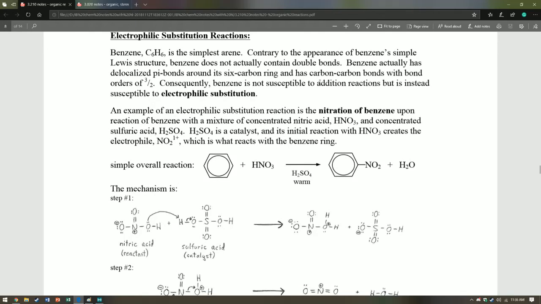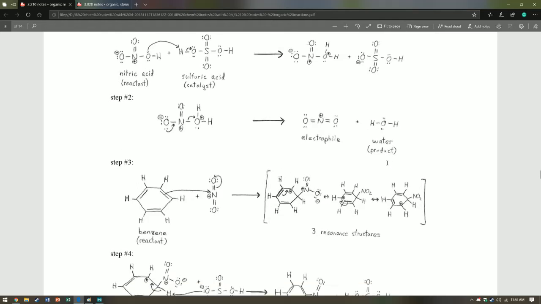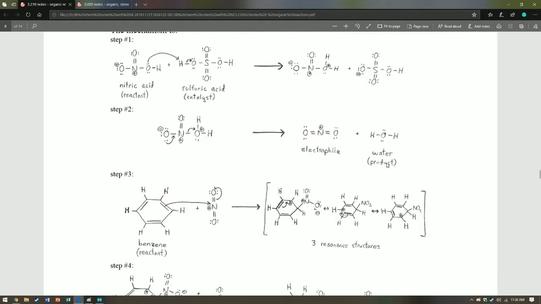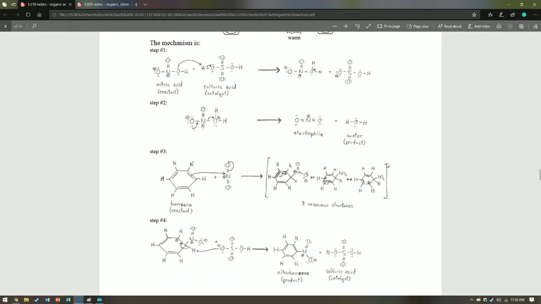Now we revisit again that benzene undergoes electrophilic substitution, and you're expected to know the full mechanism for the nitration of benzene. The overall reaction is this: if you add nitric acid to benzene, you get nitrobenzene plus water. This is the mechanism for the reaction that you're expected to know. I'm not going to cover it in detail. I'm just going to breeze through this part because this is mostly just memorizing.